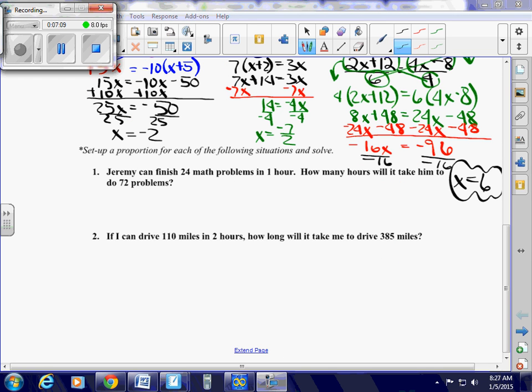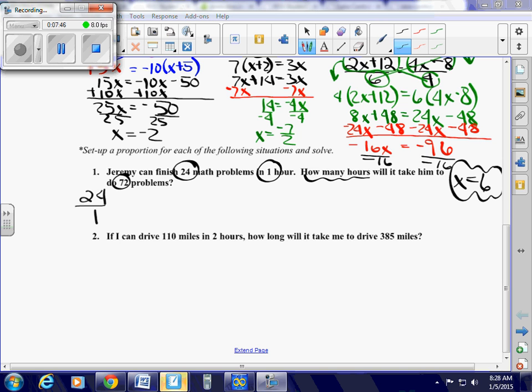In solving story problems using proportions, look at what we have. 24 math problems in 1 hour. Jeremy can do 24 math problems in 1 hour. How many hours will it take him to do 72 problems? Oftentimes, when I'm looking at a story problem and I see 3 different numbers and I'm looking for a fourth, that tells me automatically I'm probably going to be using a proportion to solve this. Well, I've got 24 math problems in 1 hour. That's a ratio.